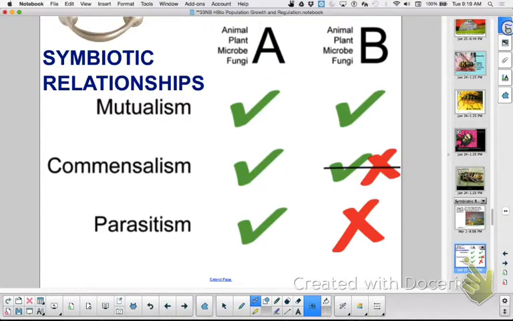Take a moment, and could I have the person with the lightest colored outer covering, whatever your outer covering is, the lightest color, could you please differentiate between the 3 types of symbiotic relationships? Go ahead.